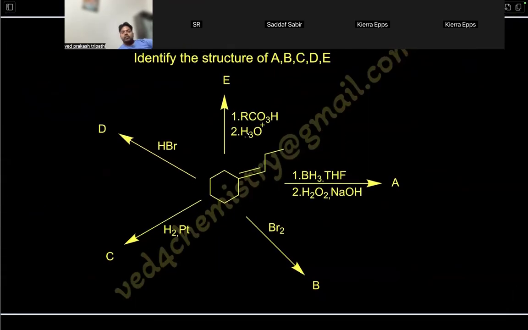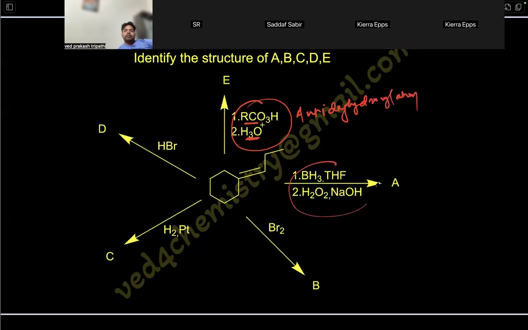Yes, we have this question. Would you like to try this? This is RCO3H with hydrolysis. This is anti-dihydroxylation. Anti-dihydroxylation. This is BH3 THF, H2O2. This is HBO, hydroboration oxidation. This is simple Br2 with CCl4. So this is anti-dihalogenation. This is normally hydrogenation, which means reduction of double bond into single bond like this.